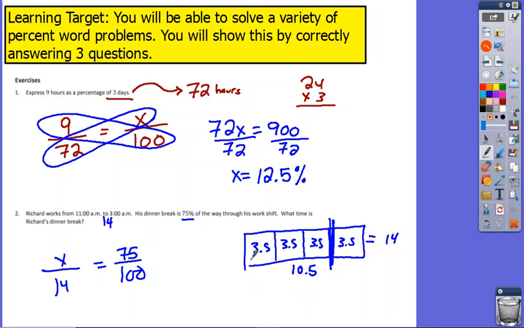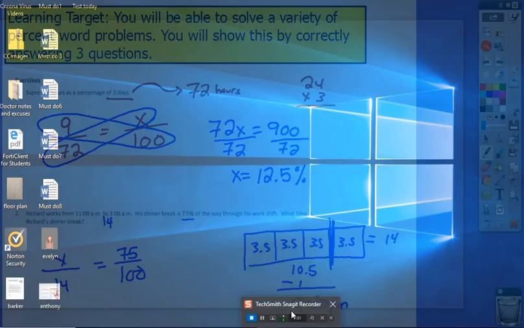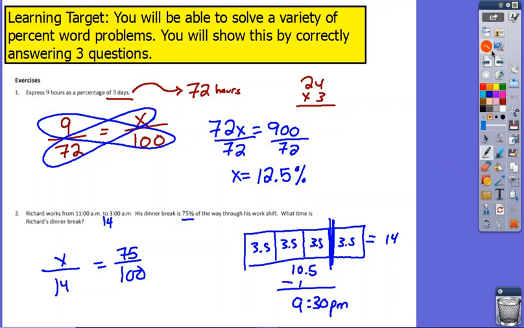So what is 10.5 hours from 11 a.m.? I'm going to take an hour off of this to get to lunch, or to get to 12 a.m., sorry. And then that would be 9:30 p.m. This is a crazy question here. Okay, so, yep, that's when he's taking his break.